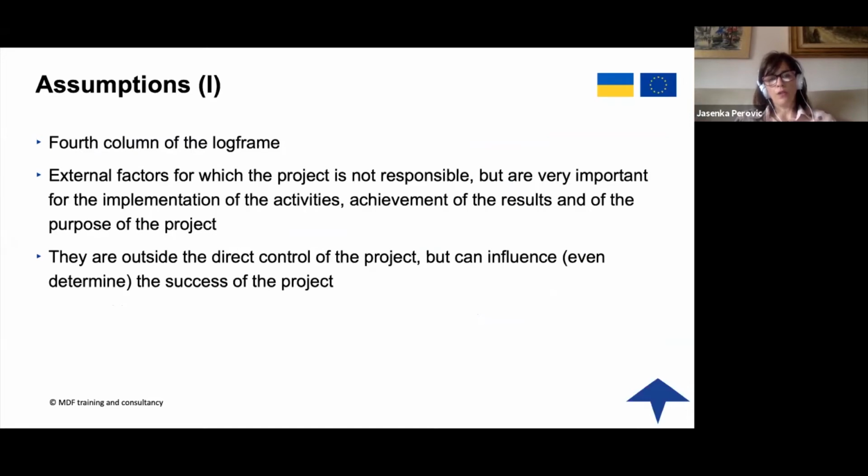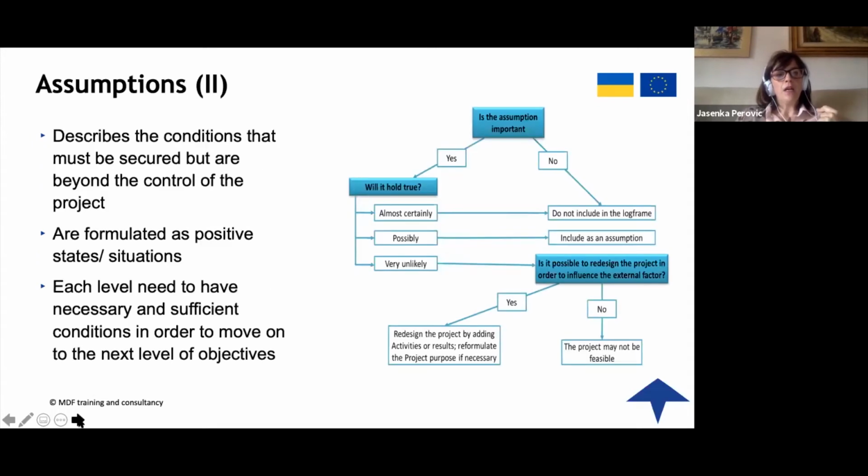If you recall, there is also one of the criteria in the evaluation form which really asks, are the risks and assumptions clearly described in the concept note? And this is, again, why this is included here. Assumptions describe the conditions that must be secured but are beyond the control of the project. They are formulated as positive states or situations, and each level needs to have necessary and sufficient conditions in order to move on to the next level of the objectives.